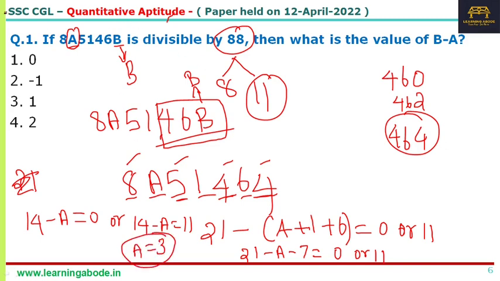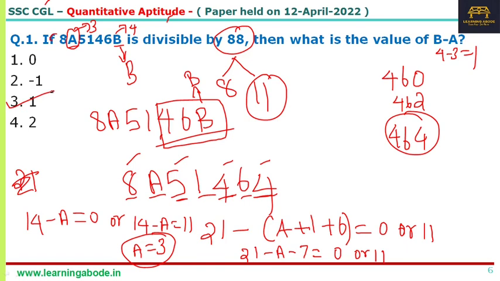Now we have got b as 4. Now b is 4 and a is 3. What is asked is b minus a, so 4 minus 3 equal to 1. Answer option 3 is the answer for the first question.